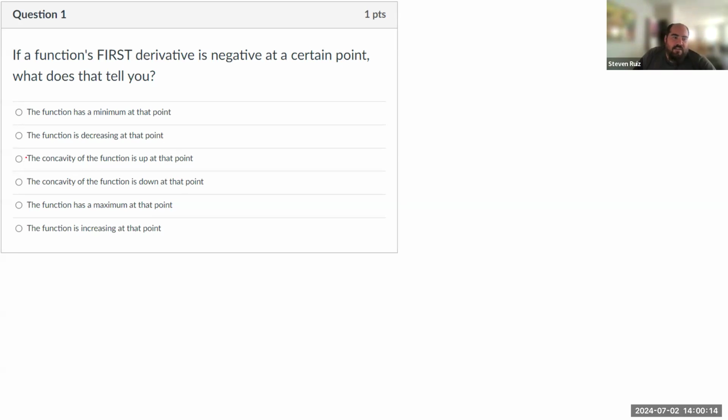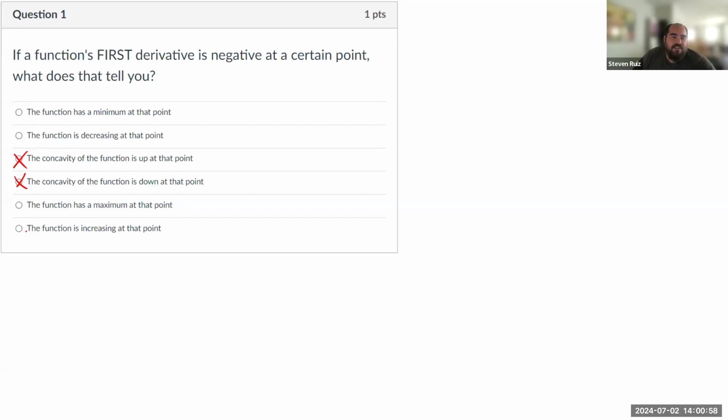So one thing I'll point out is that the concavity can only be determined by the second derivative, so I'm going to rule those out. If your first derivative is negative, let's look at these, the minimum and maximum. So if you have a relative minimum or maximum, that's where the first derivative is 0. You might have absolute min or max at a point where the derivative is negative, but we can't say that.